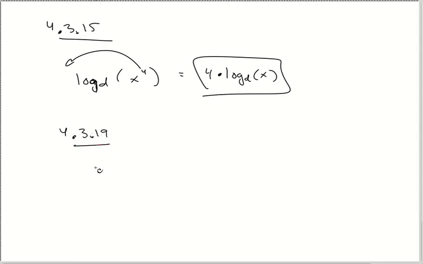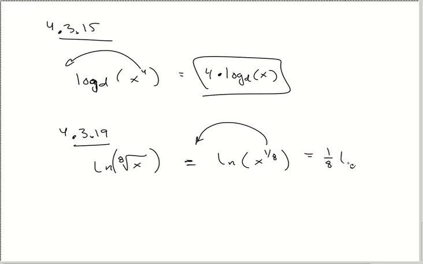4, 3, 19. I got ln of the 8th root of x. I think it looks just like that. Now, I'm a parentheses kind of guy, so I like to add parentheses. That 8th root on the inside is a power. It's a 1/8 power. So roots are 1 over whatever number it is. So square root is 1 over 2. Cube root is 1 over 3, etc. Oh, it's a power. So I could use power rule and bring it to the front. 1/8 times ln of x. And that is the most simplified version that we have.